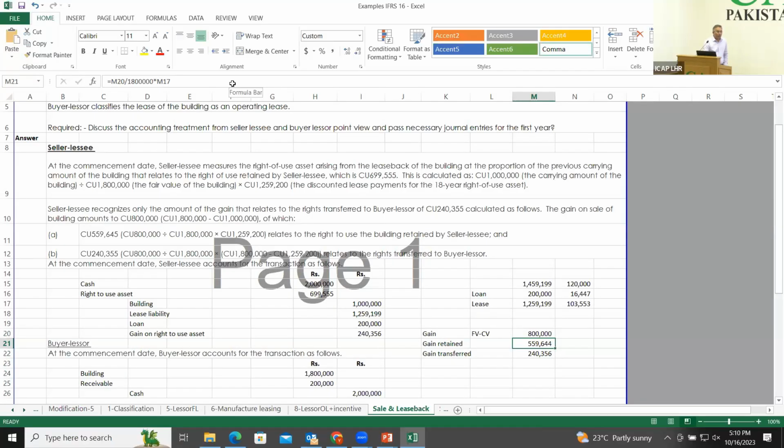Here is the formula: fair value divided by sale price, M20.